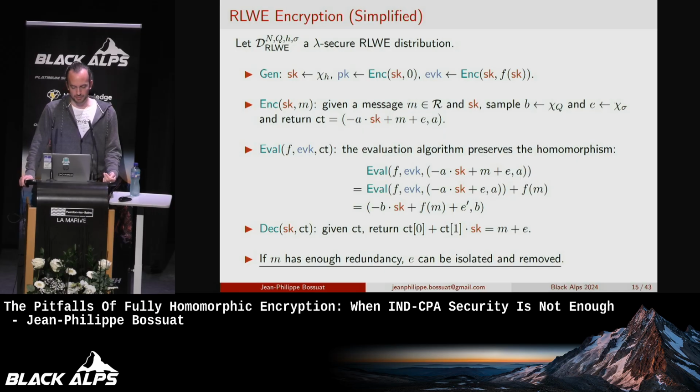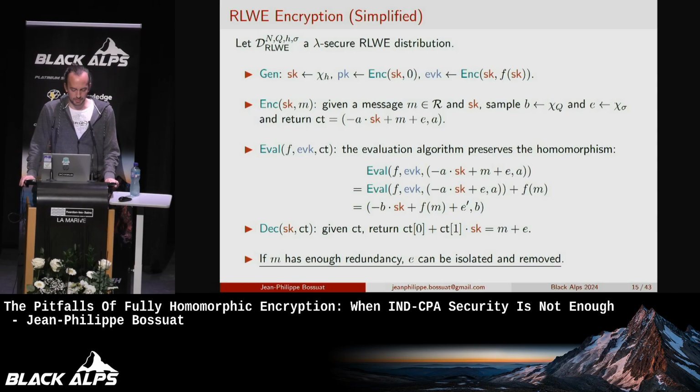The evaluation algorithm preserves the homomorphism. So given a ciphertext that encrypts some message, the evaluation key and a function, it's the same thing as doing the evaluation on a ciphertext of 0 and the function separately on F, and then adding F back on top of the ciphertext. As you can see, the structure is the same. You again have some polynomial times secret key plus your message plus some noise, except the noise did change.